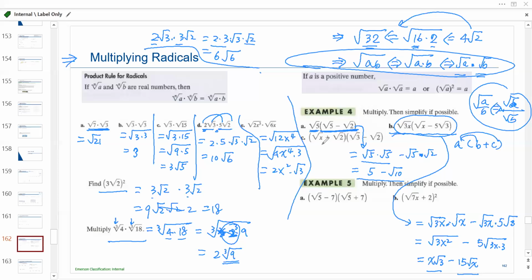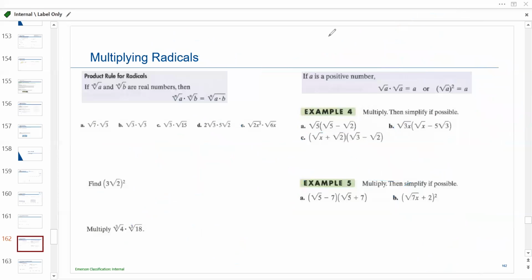Okay, so see the third situation. That's 2 terms times 2 terms. What do we do? Exactly like what we are doing: do the FOIL method. Let me clear this first, since it is too busy right now. So see this one, the number C situation. What do we do in this 2 terms times 2 terms? We exactly use the FOIL method or the rectangular area method.